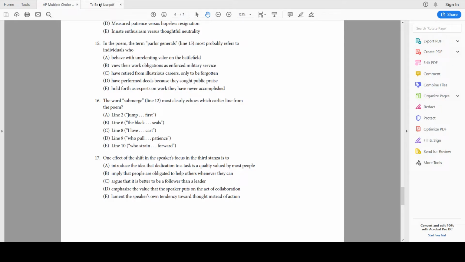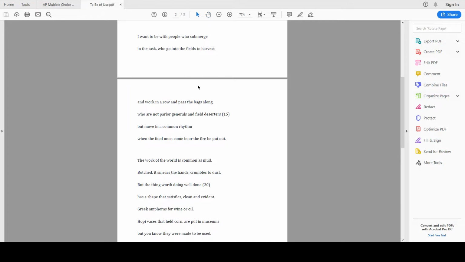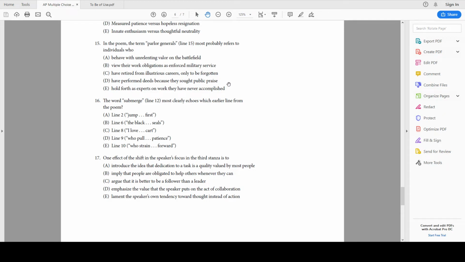But in the context of the question, who does it refer to? Well, the stanza itself is about working outside with other people in a common rhythm. So these would be people who are not willing to help out. So let's look at the answers. 15. A. Behave with unrelenting valor on the battlefield. So that's to test if you realize that this is a metaphor or not, right?